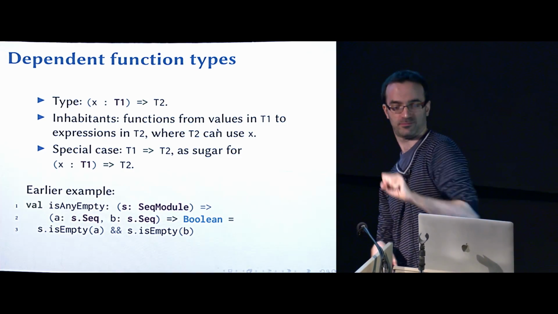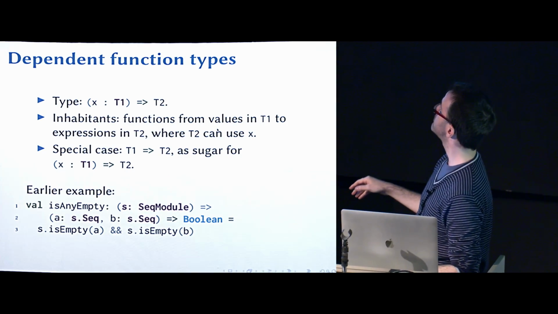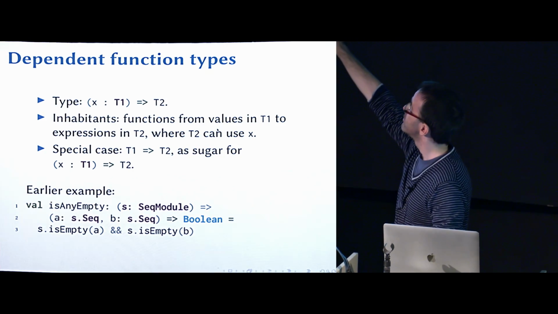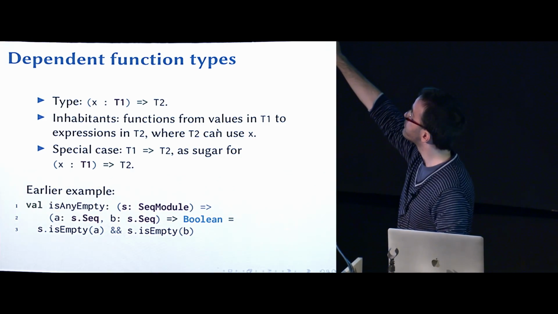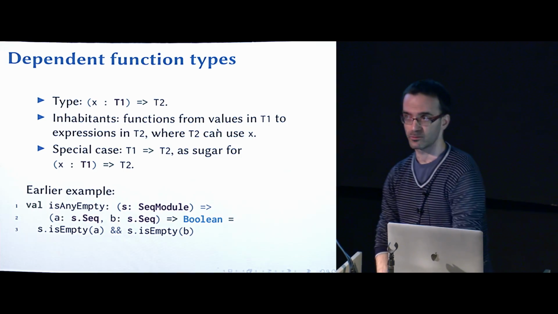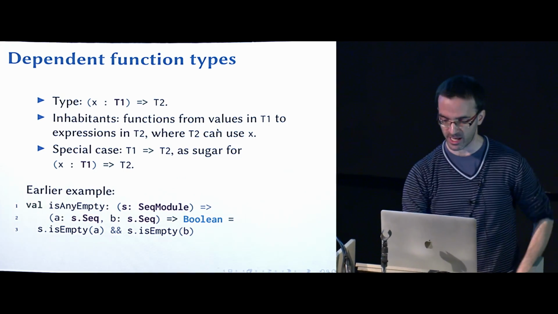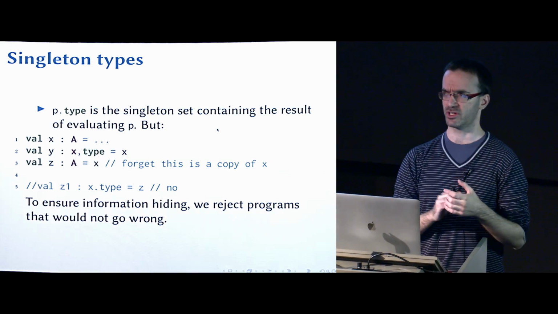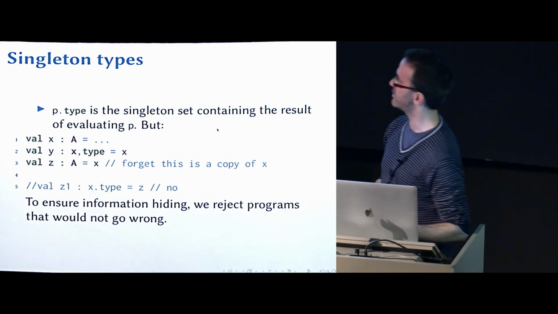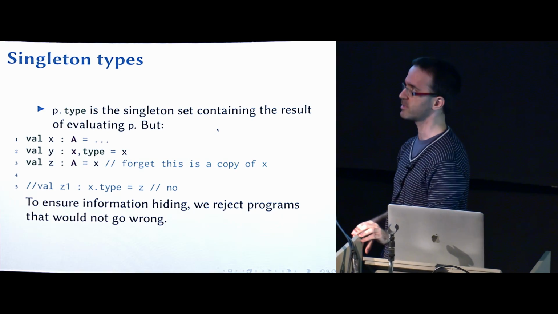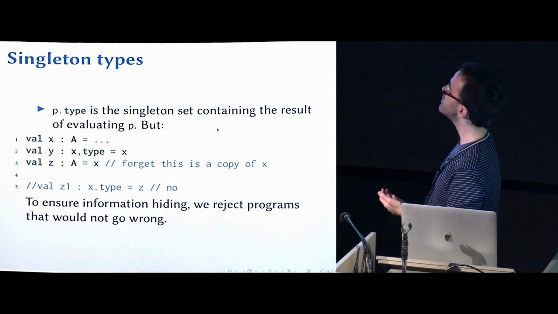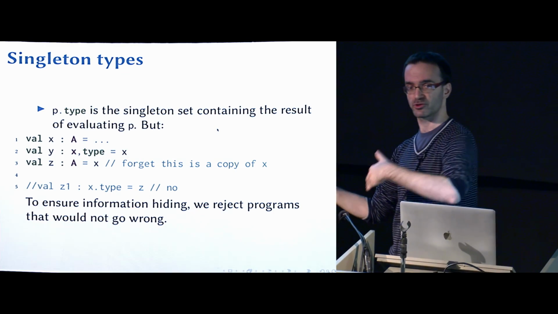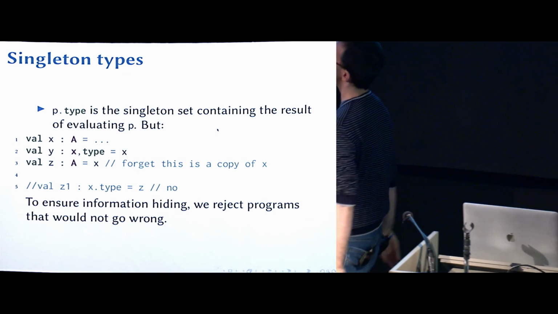Okay? Now, yes, so we have these path-dependent function types. As a special case, we obtain normal function types. We also have singletons. Those are not part of dot, but of later additions called p dot. There's a paper this year. And this p dot type maps to the set which only contains the result of evaluating p.